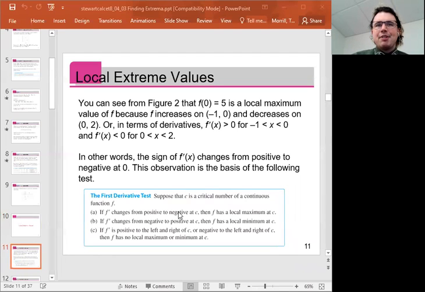So again, if our slope goes from positive to negative at a critical point, the original function has a maximum at that critical point. If the derivative goes from negative to positive at that critical point, then the original function has a local minimum. And finally, if the derivative is positive on both sides of the critical point, or if it is negative on both sides of the critical point, the function f does not have an extreme value at that coordinate.